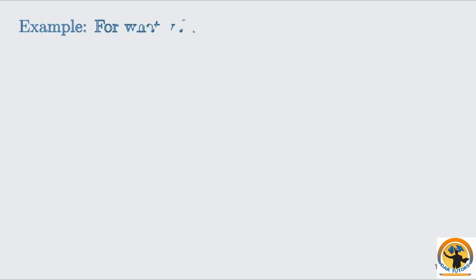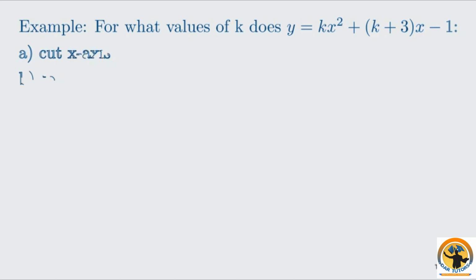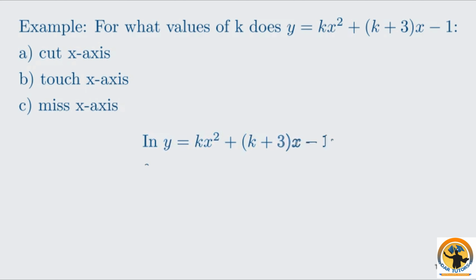Here is our function y equals kx squared plus the quantity k plus 3 times x minus 1. The x-axis is defined by the equation y equals 0. So, we need to find the solutions to the equation kx squared plus (k plus 3) times x minus 1 equals 0. Our first step is to identify the coefficients a, b, and c in terms of k. In this case, a equals k, b equals k plus 3, and c equals -1.